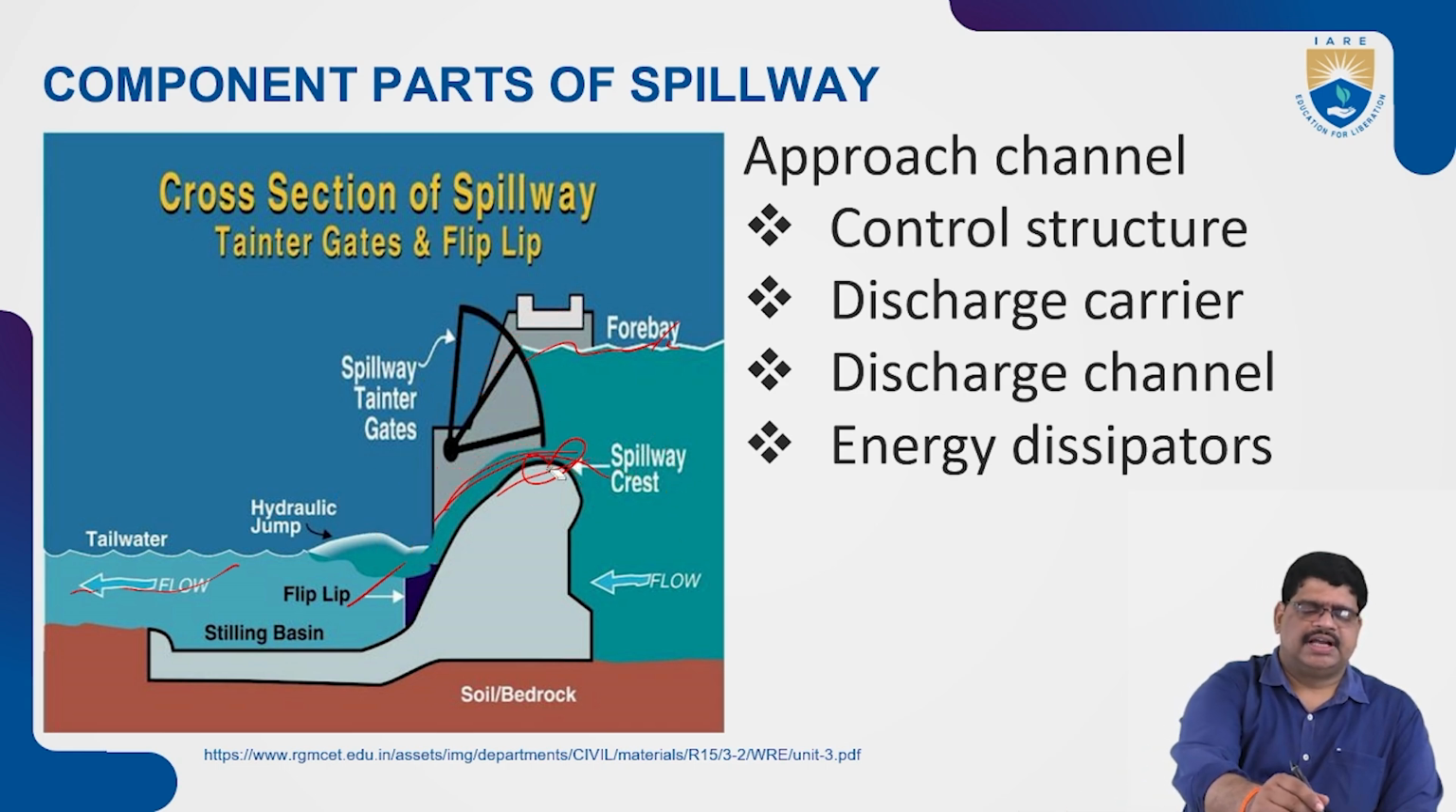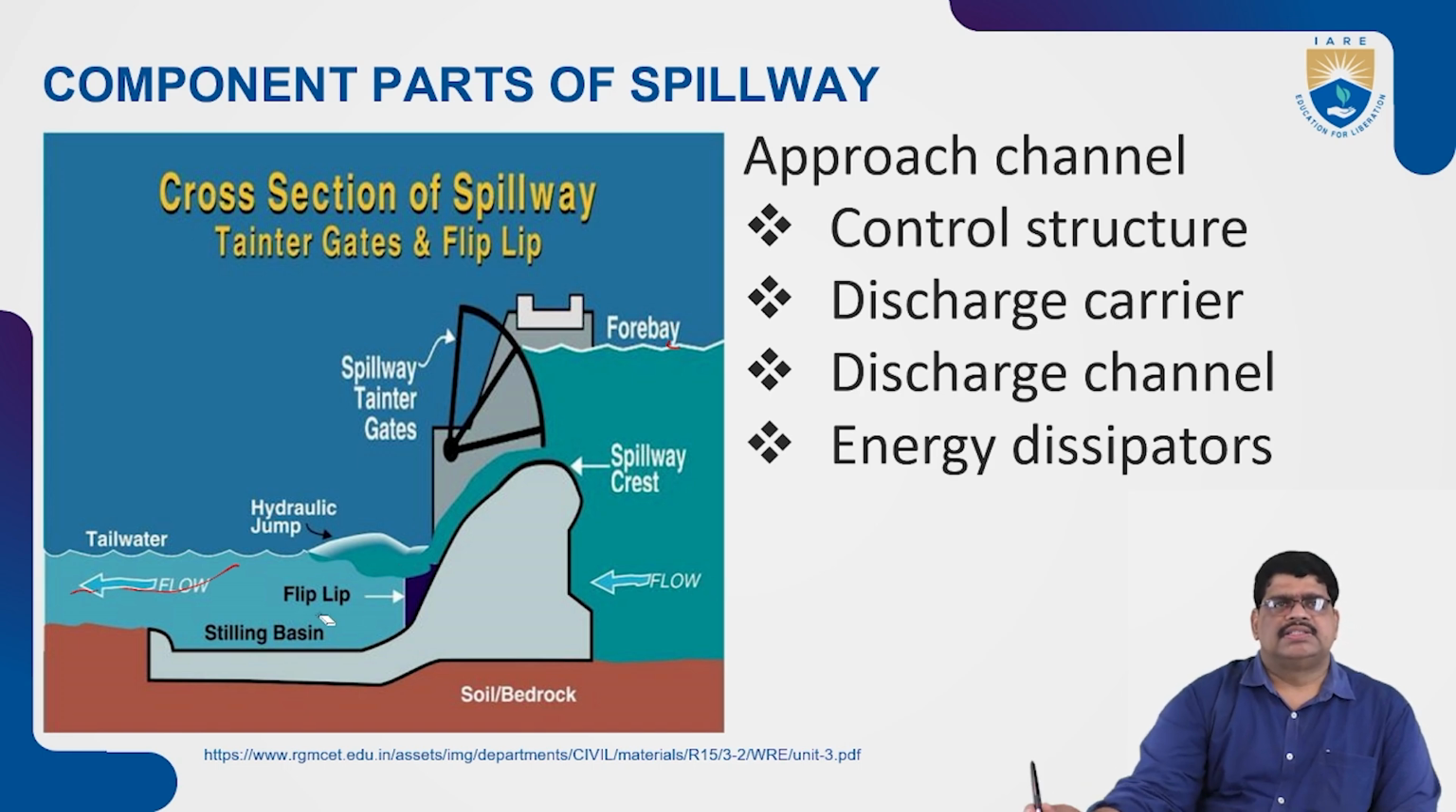Spillway train gates and spillway crest gates and bay, flow of the flip bucket and stilling basin, and hydraulic jump and tail water can be seen. This is some of the component parts of the spillway.